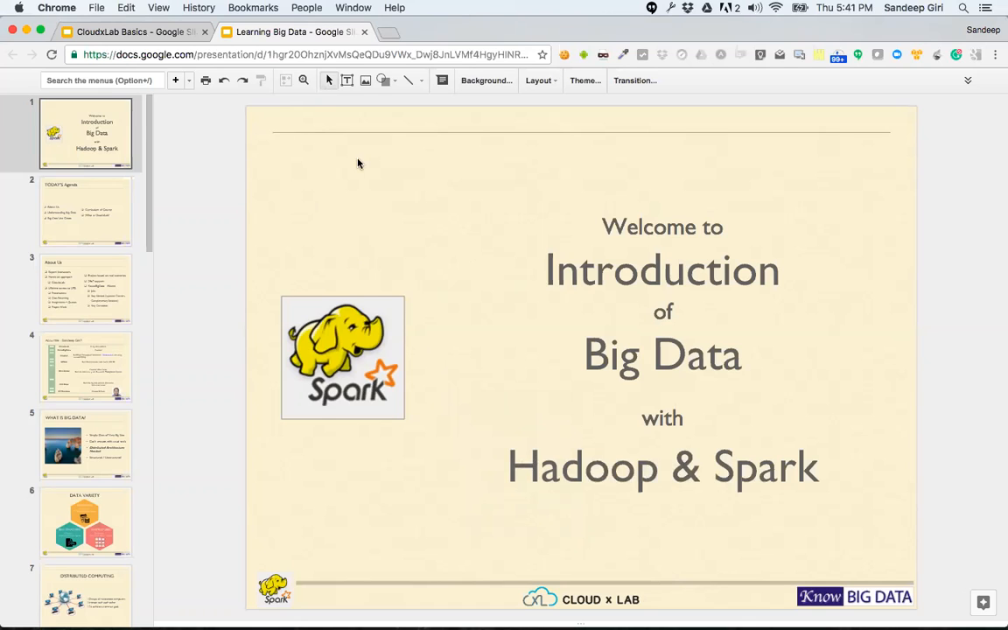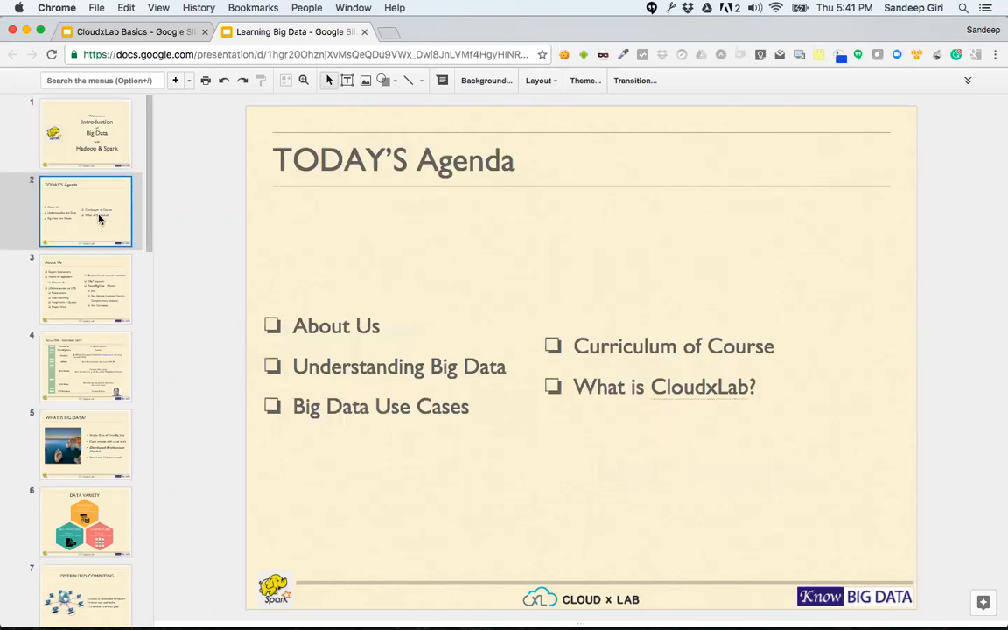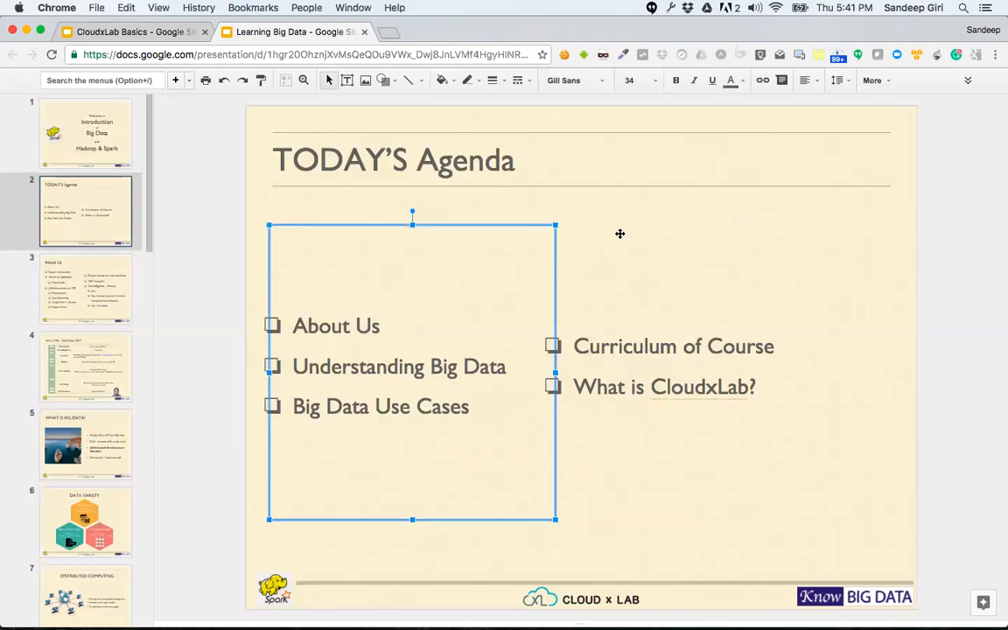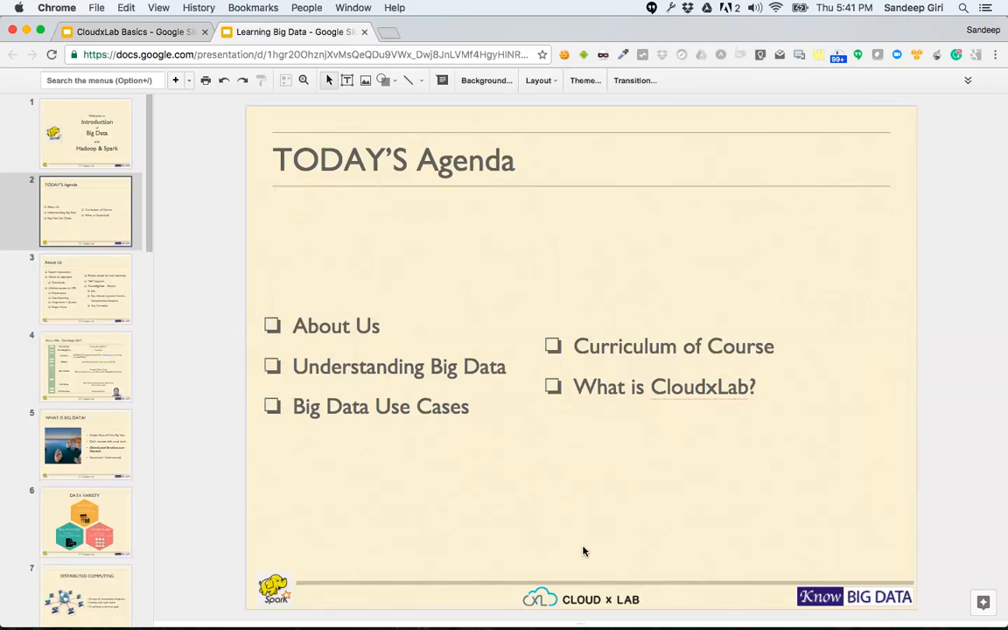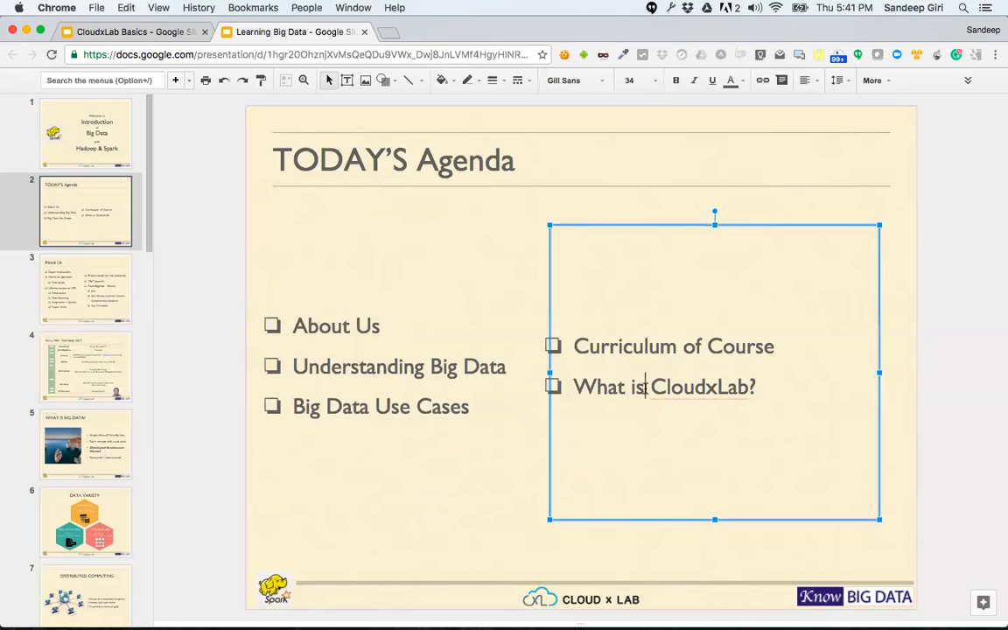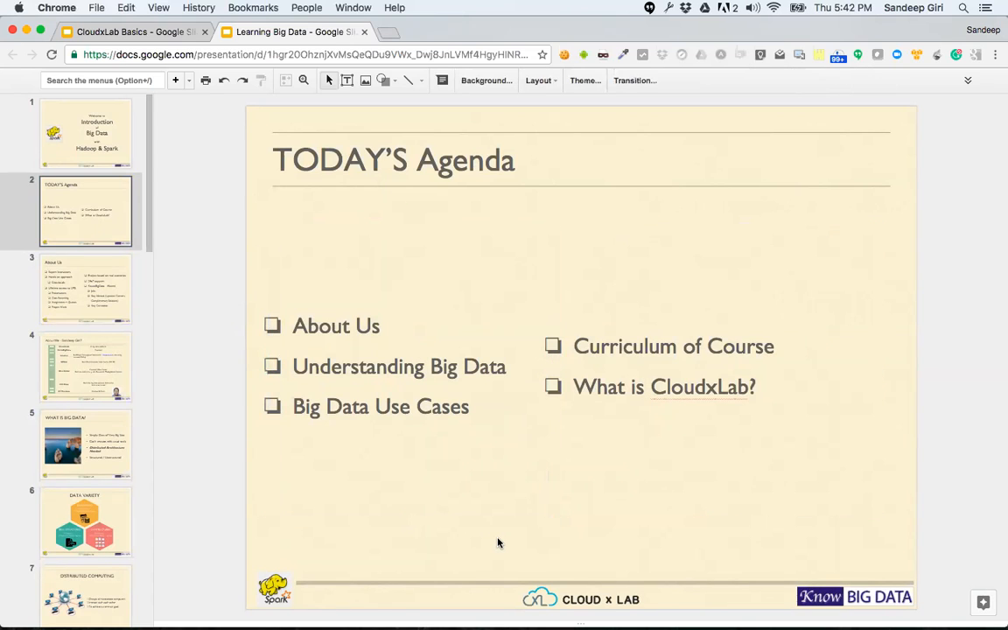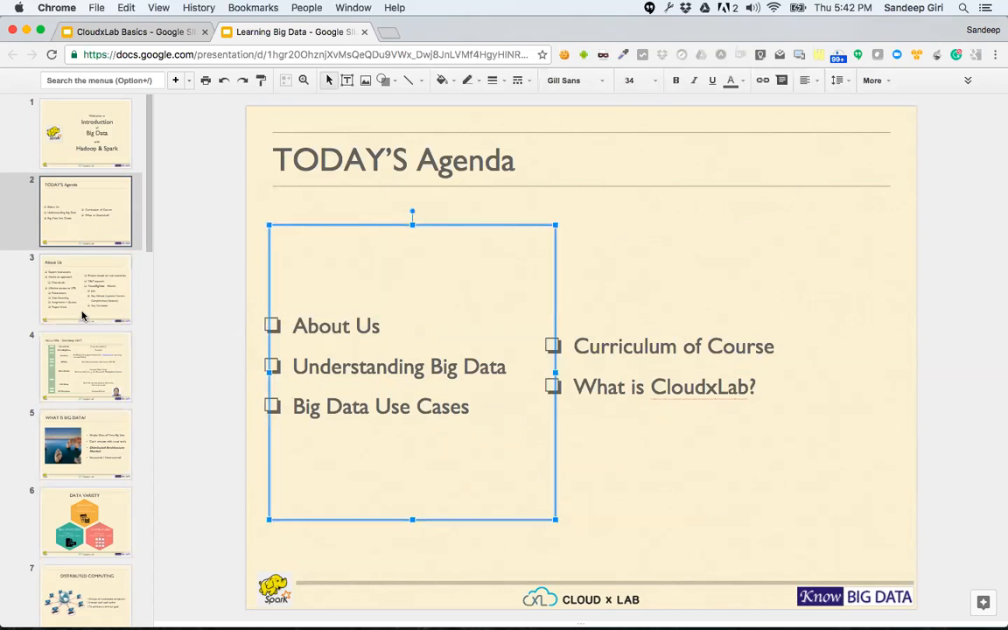All right. So welcome to the introduction of big data with Hadoop and Spark. And the agenda today is number one, we will talk about who we are and why we are doing this. Second, understanding the basics of big data, and then the use cases of big data, and the curriculum for the complete course. Then the discussion on what is CloudxLab, the lab around which the course and the learning sessions are built. We will talk about that afterwards. All right. So who we are?